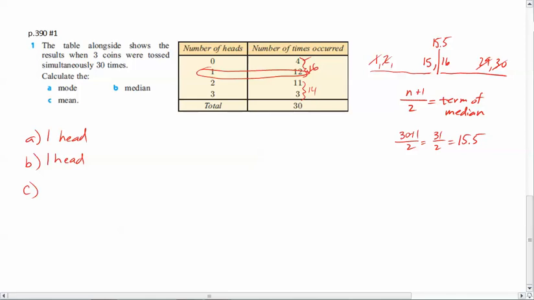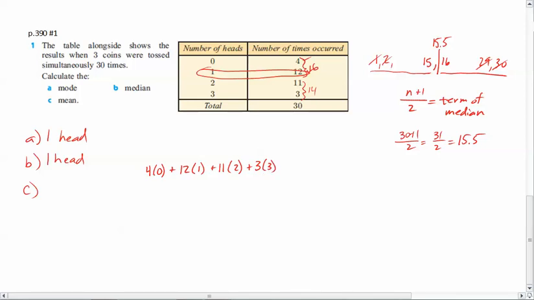All right, and then last of all, we need to find the mean, the average. Now, the only way to do that is that we'll use the idea of a frequency. So 4 times, I got 0 heads. 12 times, I got 1 head. 11 times, I got 2 heads. And 3 times, I got 3 heads.